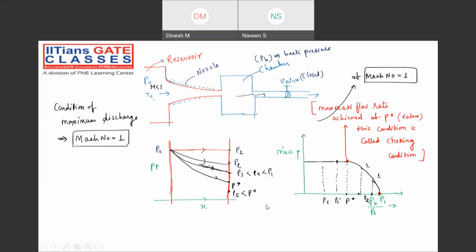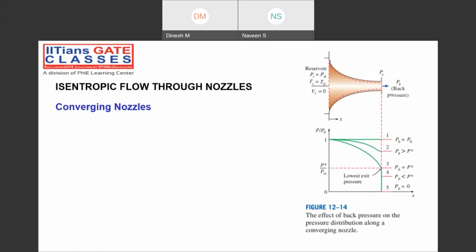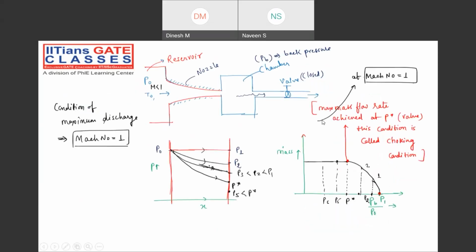So here what you will observe, the same thing has been depicted over here. This is the adiabatic nozzle where no heat transfer is happening to the surroundings, and this is how the pressure distribution is. Whenever there is no pressure variation, there is no mass flow rate. As we keep decreasing the pressure, the mass flow rate will keep increasing in the nozzle. But the moment it reaches Mach number 1, if you reduce the pressure further, what will happen? The mass flow rate will not increase.